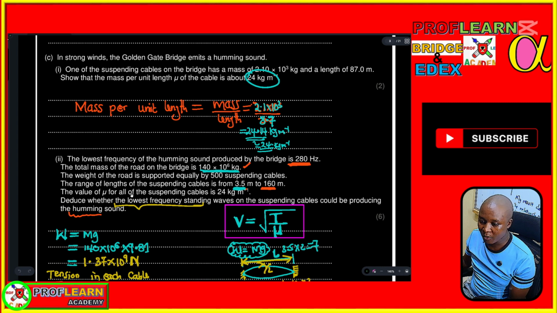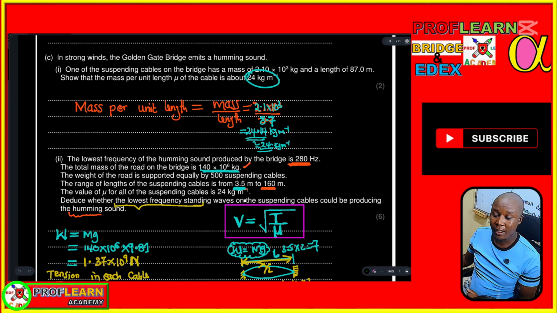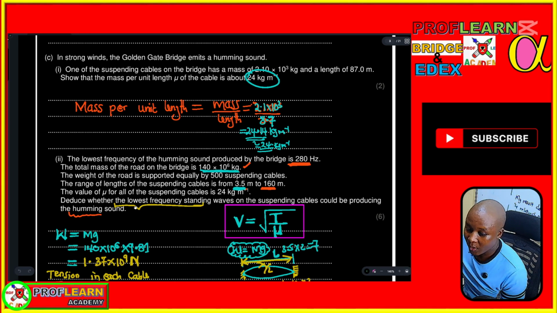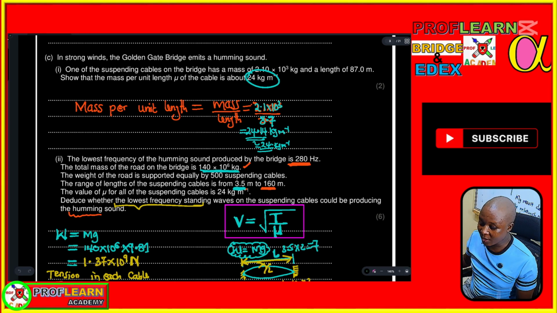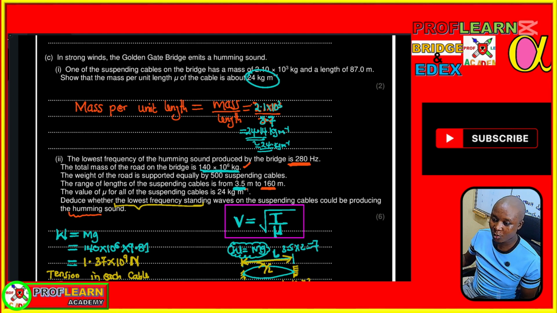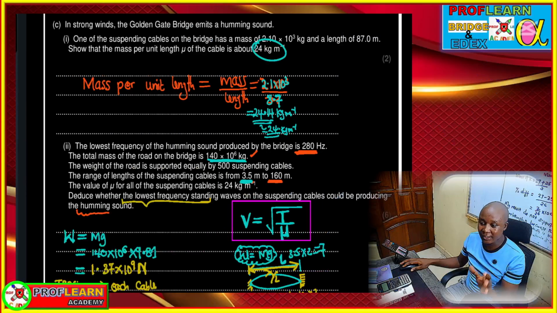The value of mu for all the suspending cables is 24 kilograms per meter, and we are to deduce whether the lowest frequency of the standing wave is possible. We are supposed to try to work it out and check what the lowest frequency of this standing wave is going to be.